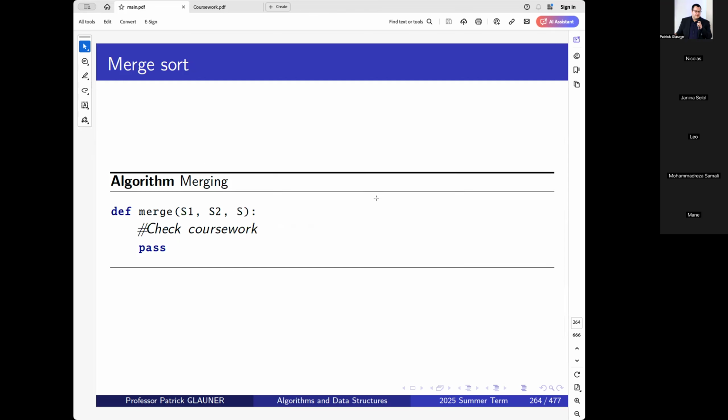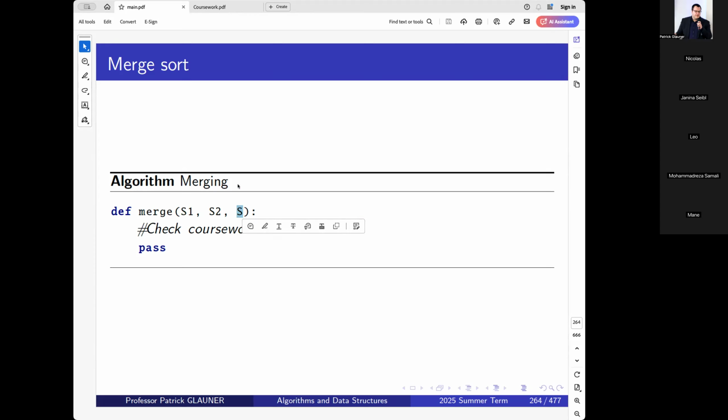How can this be implemented? This is your task in the coursework. What you need to implement is a function merge, and merge has 3 parameters. You have a list S1 and S2, which are these sublists, and you need to write in S. So it's very important. You're not returning S, but you are getting a reference to S, which already has the right size. So you don't need to change the size of S. We will later see this when we use merge from our merge sort algorithm. It already has the adequate size.